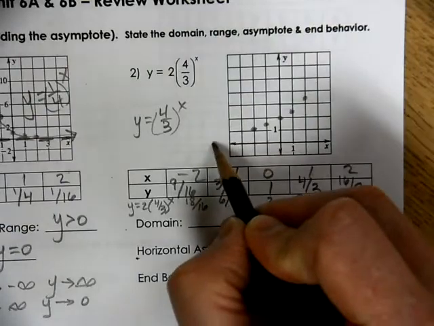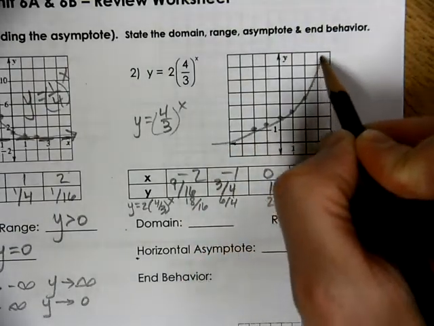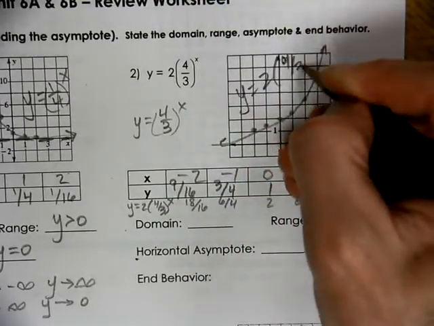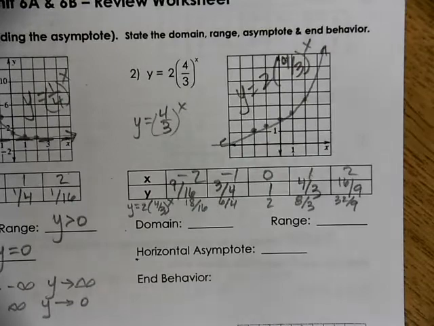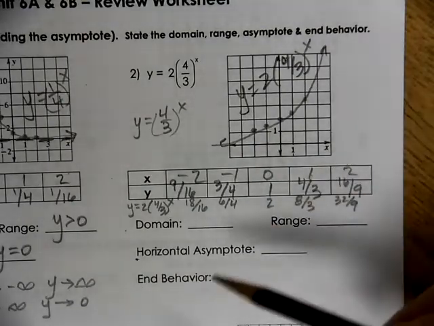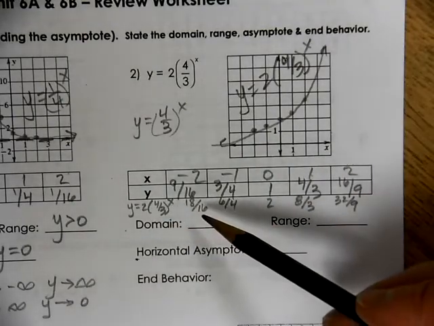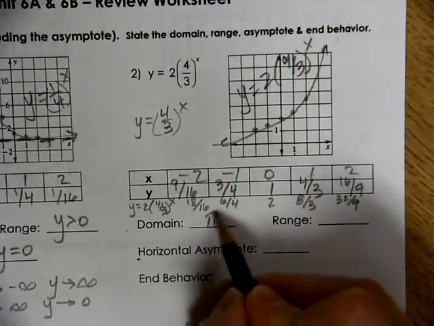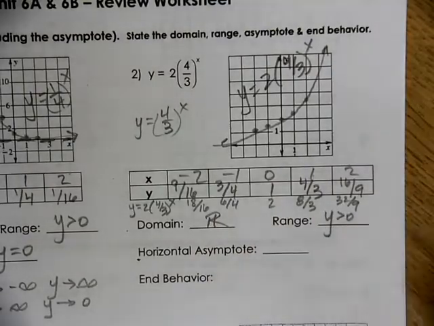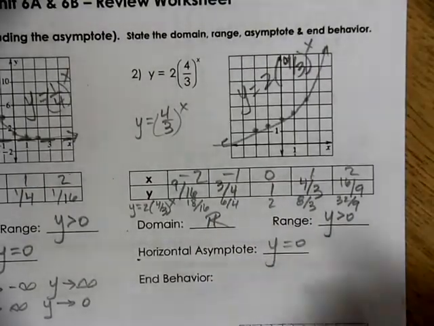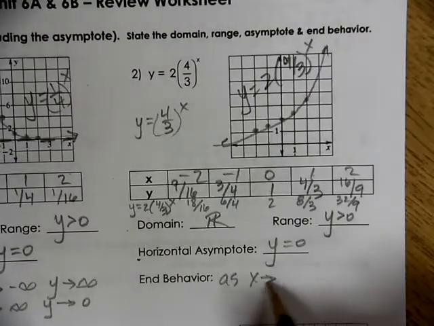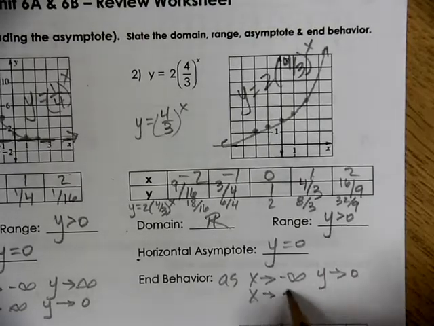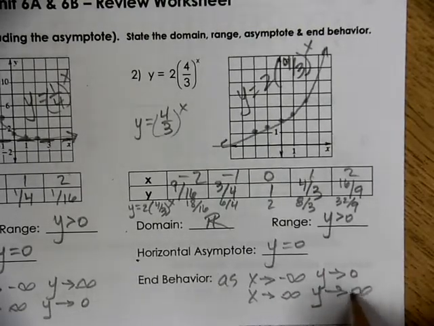So we can see that the graph is slowly increasing as we come around. 4/3 to the x. We did not need to use a calculator. Fractions help us because we can square a fraction really easily. We can multiply the top of the fraction really easily. The domain is all real numbers. The range is greater than 0, the asymptote is at 0, and as we look to the left, we see that the graph is approaching 0, and as we look to the right, we see that the graph is going up.